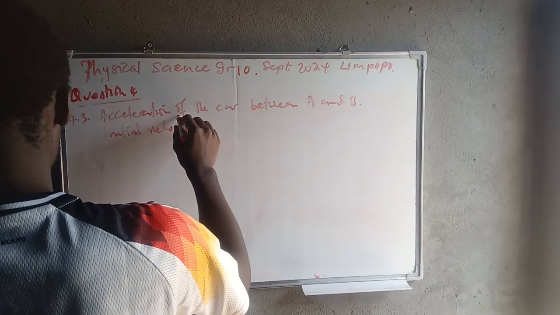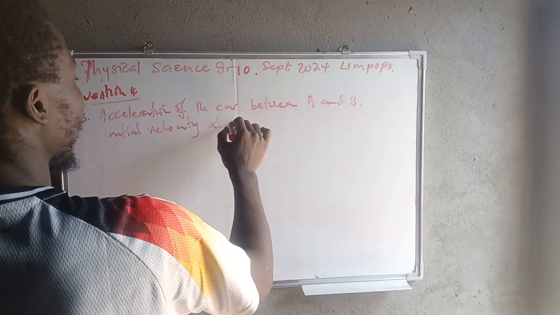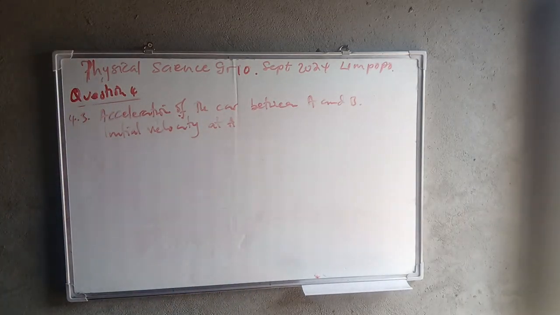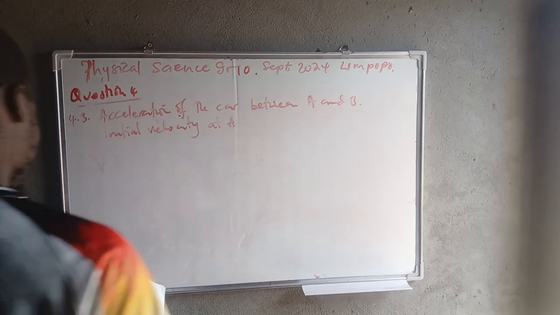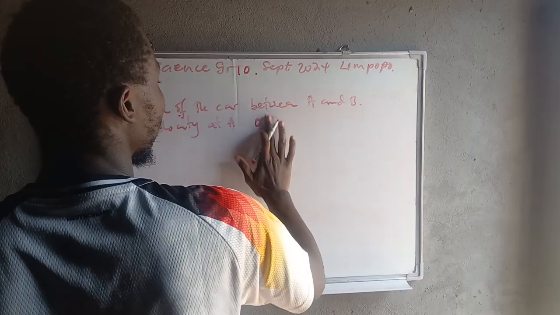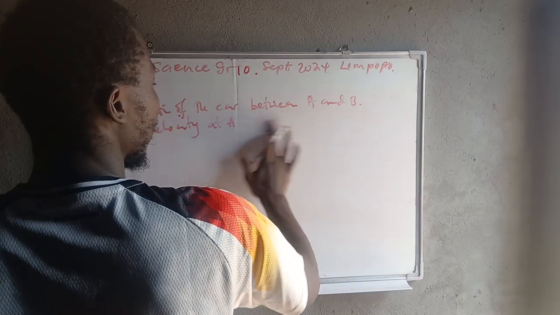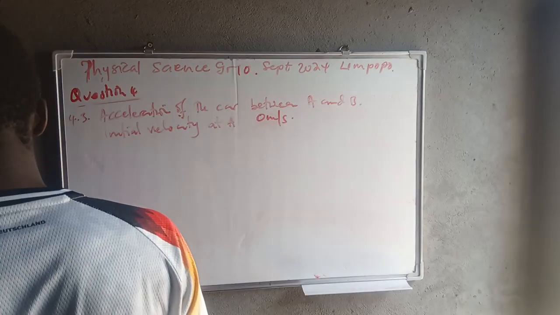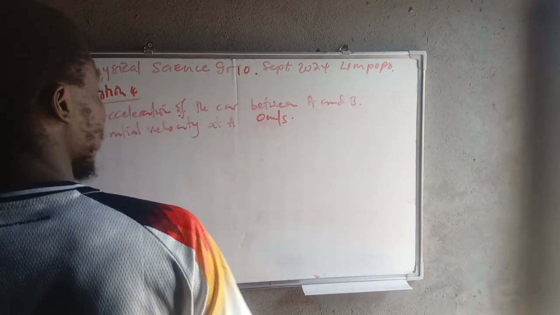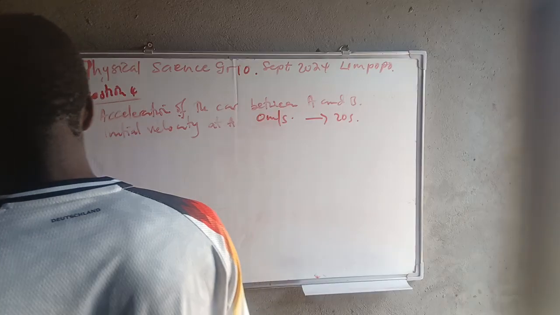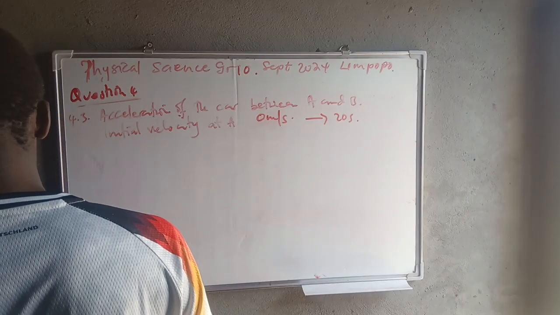So the initial velocity at A, because A is the starting point, was 0. So we're going to say 0 meters per second was the initial velocity, right? And this was at 20 seconds, all right?